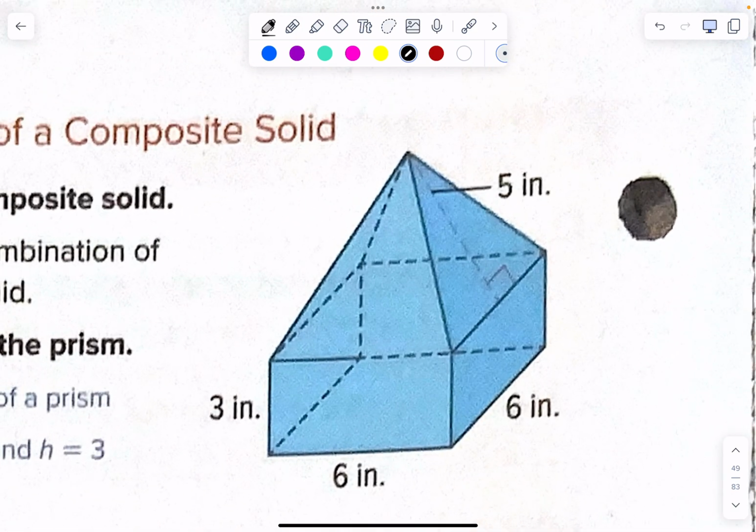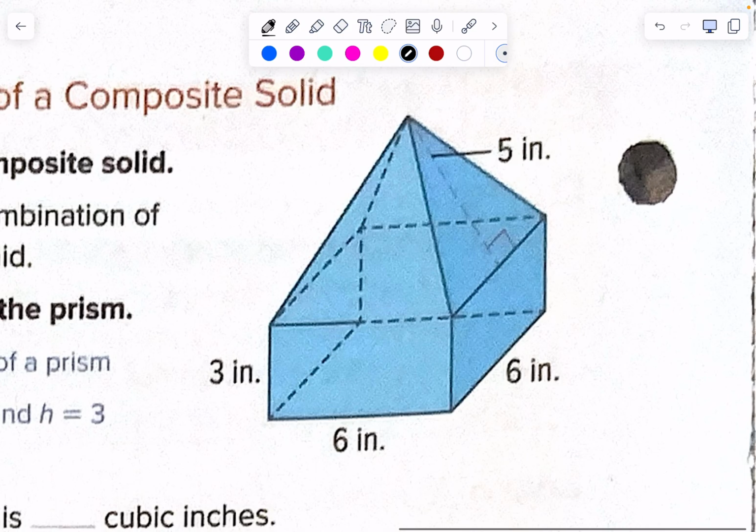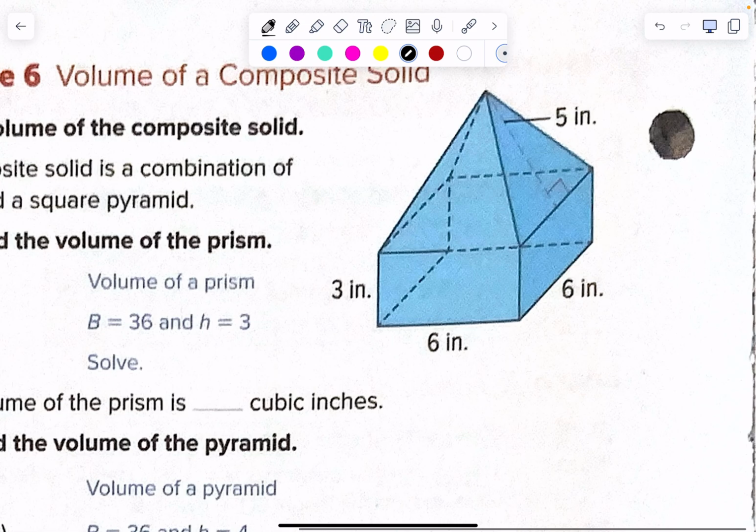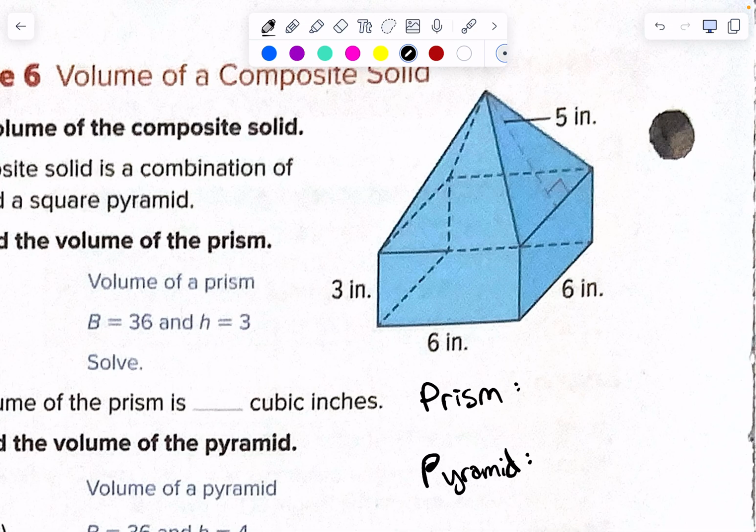Okay, this is a composite figure, and we're finding volume. So we have 2 shapes going on here, right? So we've got to do double the work-ish. What 2 shapes do we have? We have a prism, which is the bottom, and a pyramid, which is the top. Isn't it a square since it's 6 by 6? Yes, it's a square pyramid. The bottom wouldn't be a cube because this is 3 instead of 6. But yeah. So prism is capital B times h, and pyramid is 1/3 capital B times h, right?